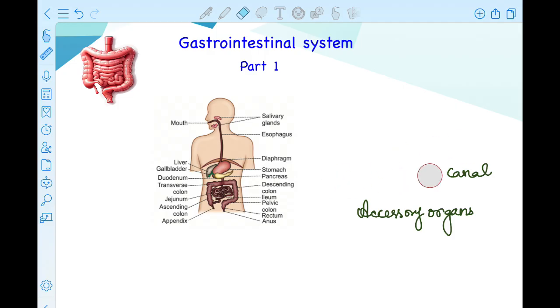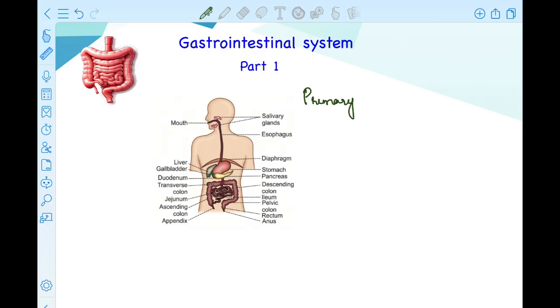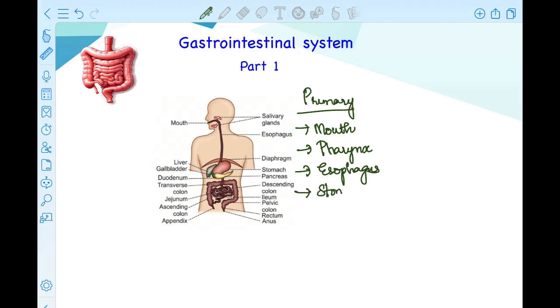Now we have to see what are the primary digestive organs and what are the accessory organs, or the helping, aiding organs. Let's see the primary digestive organs. The primary digestive organs are the mouth, the pharynx, the esophagus, the stomach, the small intestine, and the large intestine.